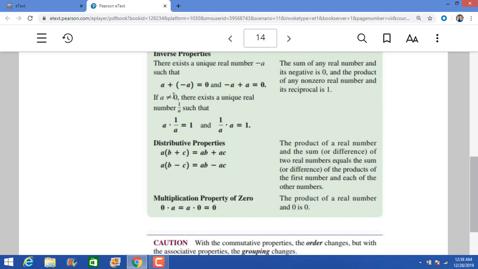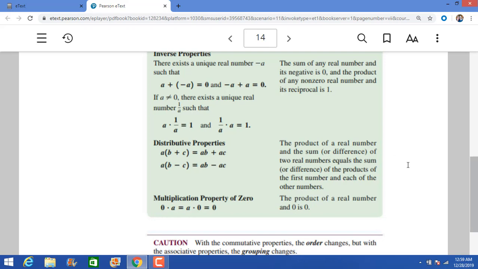Again, if A is not equal to 0, then there also exists a unique number in which we can take the multiplicative inverse and get the multiplicative identity. So if we take any real number A other than 0, we can take the multiplicative inverse, which means we're going to take 1 over that number. If we multiply those two numbers together, we get 1. And it doesn't matter on which side you multiply, just like it doesn't matter which way you add. So you'll get 1. So these are the inverse properties.